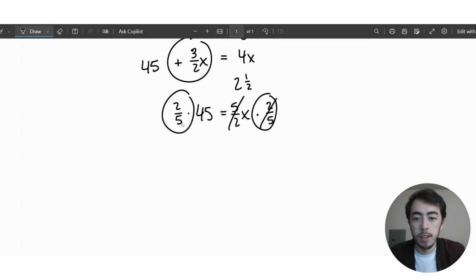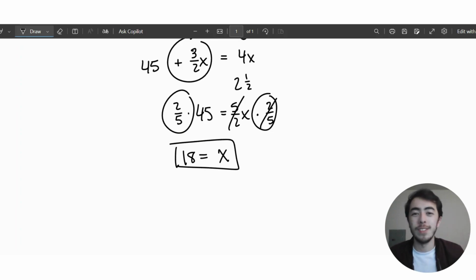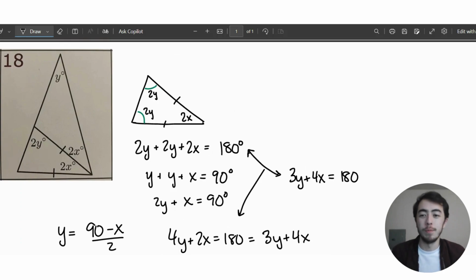And 45 divided by 5 is 9. And 2 times 9 is 18. So x is equal to 18 today, and that was today's date. And so we're all done.